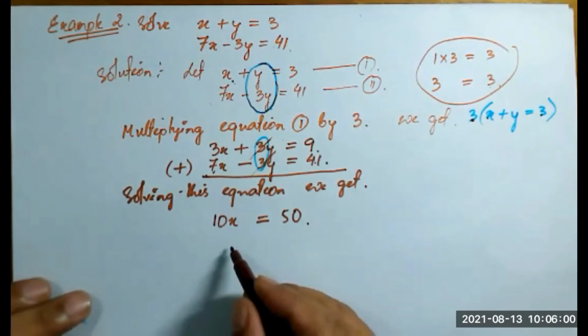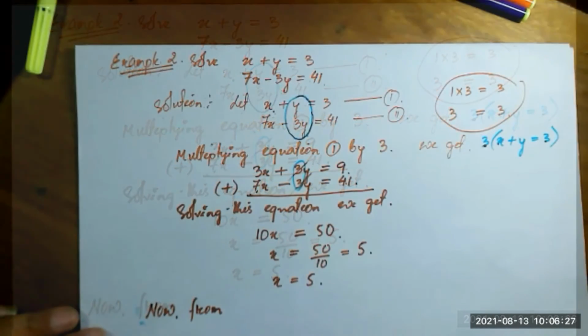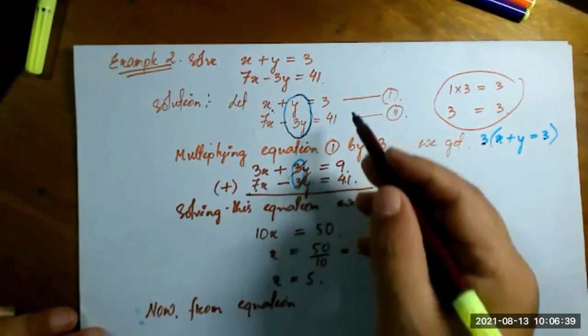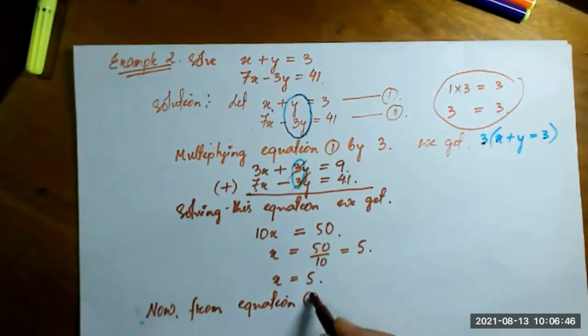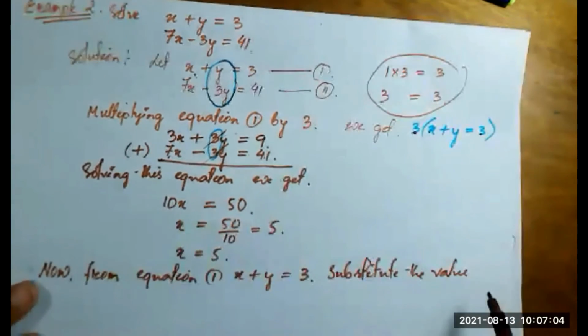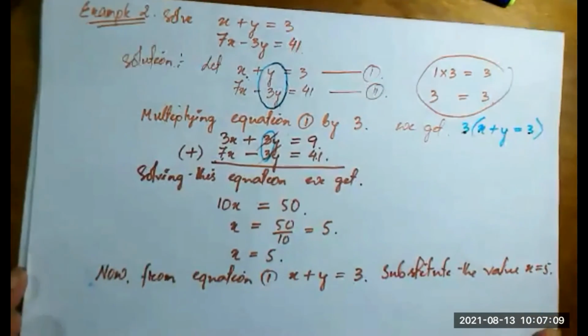Now you can find the value of x easily from either equation 1 or 2. Let's say 1. From equation 1, there is x, so if you move it, x is equal to 5, and we need to solve it.